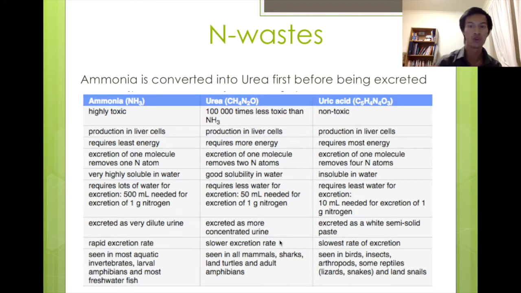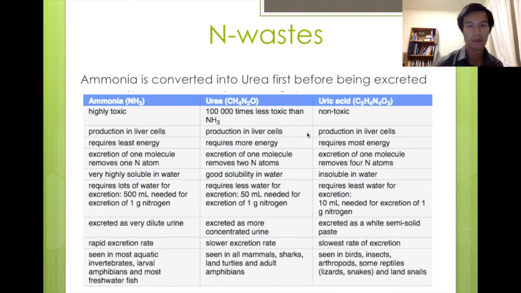Okay, uric acid, which is the third component, is completely non-toxic. Also produced in the liver cells, but this requires the most amount of energy to convert it into a non-toxic form, which also means you can store it for longer than necessary without having to remove it.